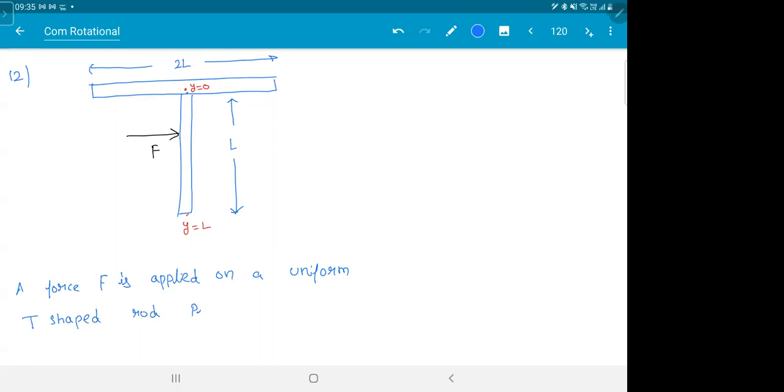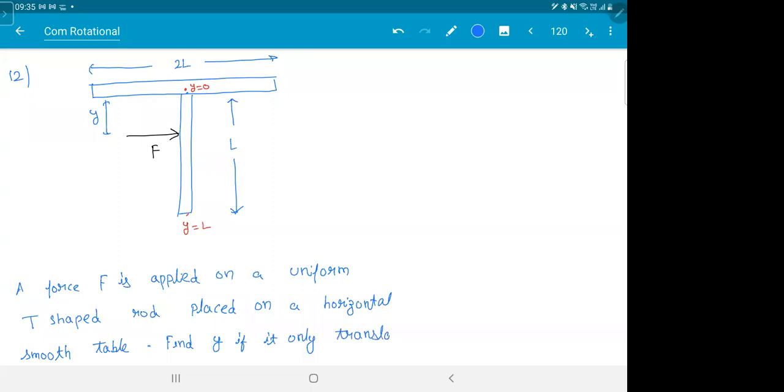Uniform rod placed on a horizontal smooth table. So this is placed on a table. And let me call this distance some y. Find y if it only translates without rotation. Meaning it is just sliding without rotation. So find y.